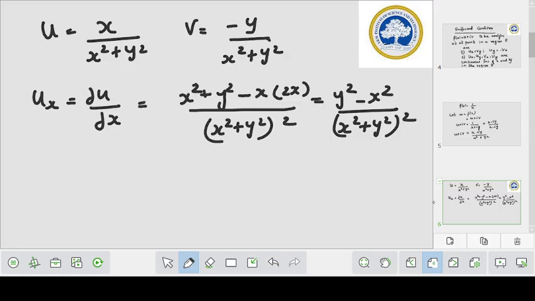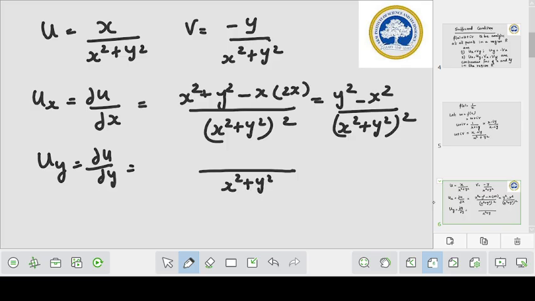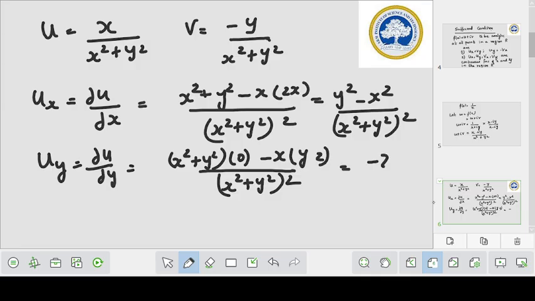And similarly, when you have dou u by dou y, that is uy, there you will have x squared plus y squared the whole squared in the denominator, and x squared plus y squared into the differentiation of x, which is 0, minus x into the differentiation of y squared, which is 2y. So it is minus 2xy by x squared plus y squared the whole squared.